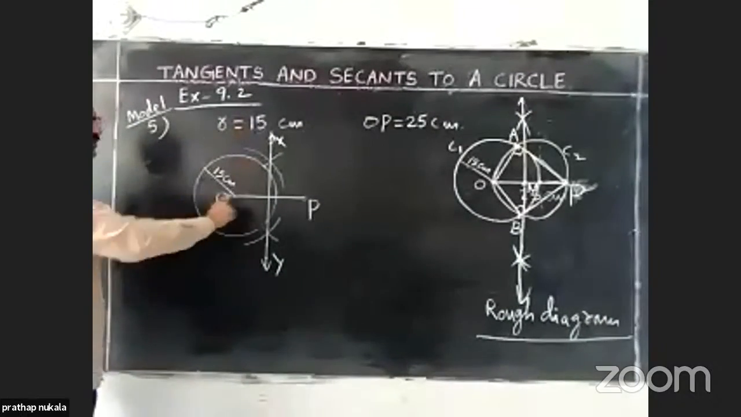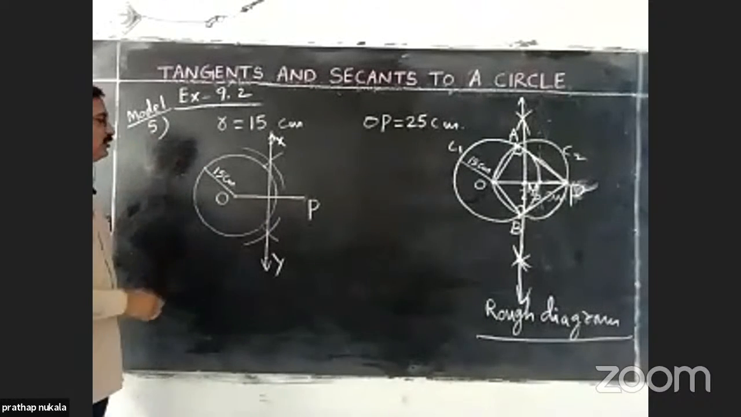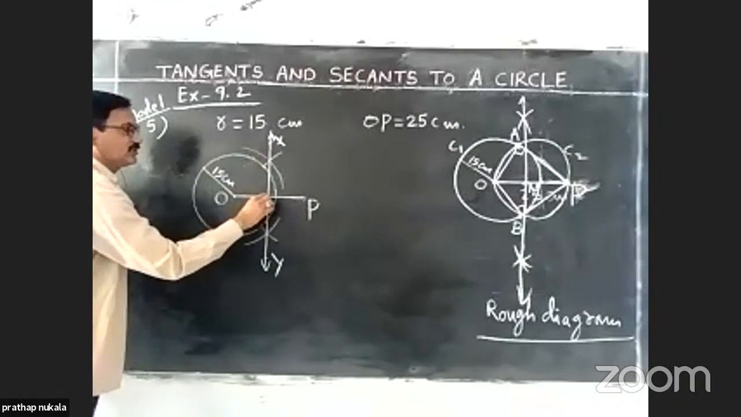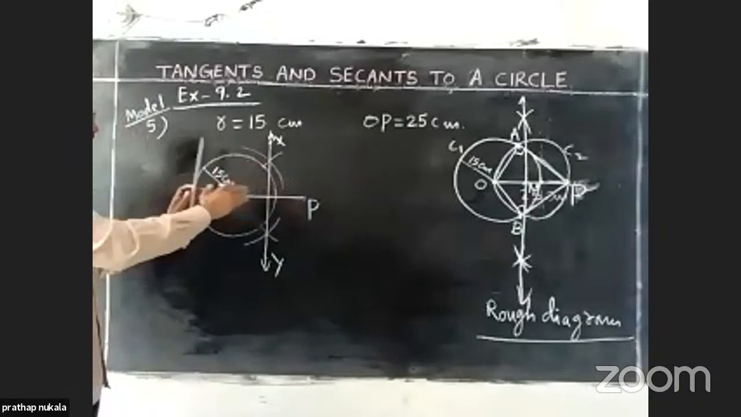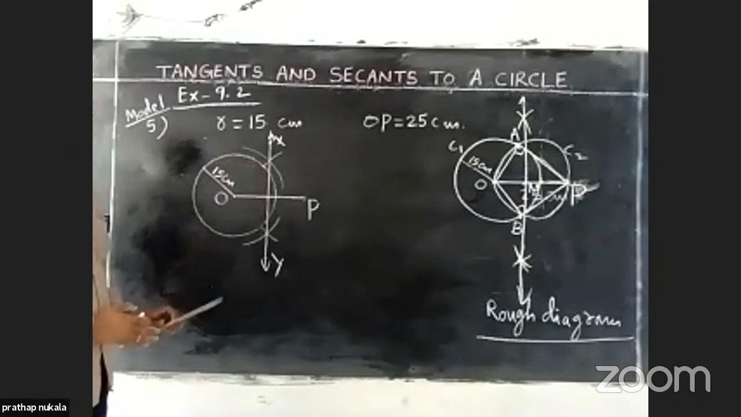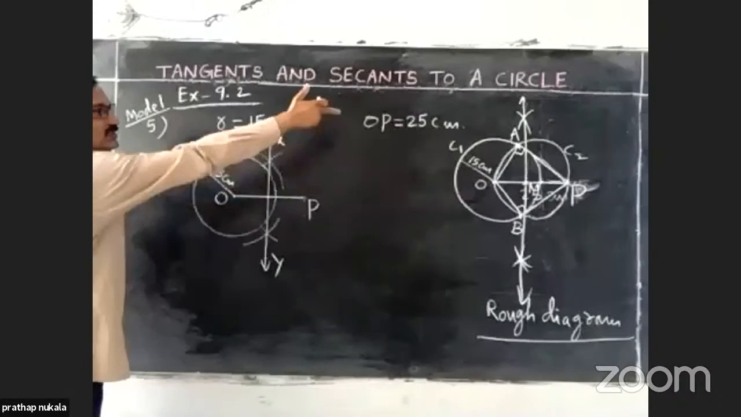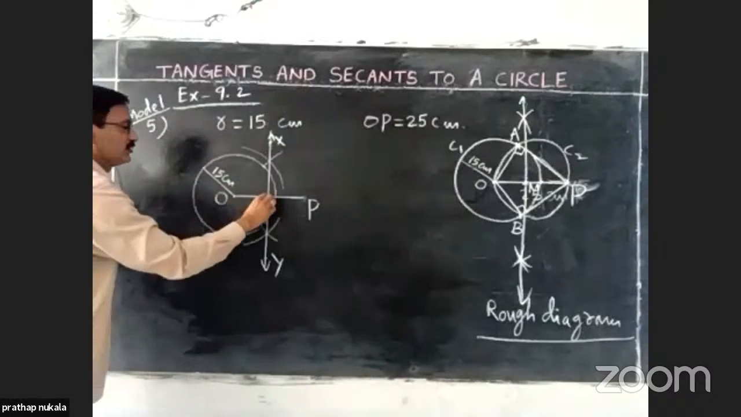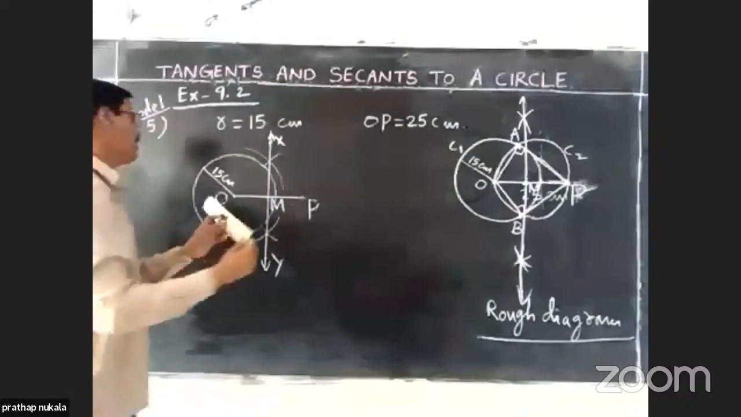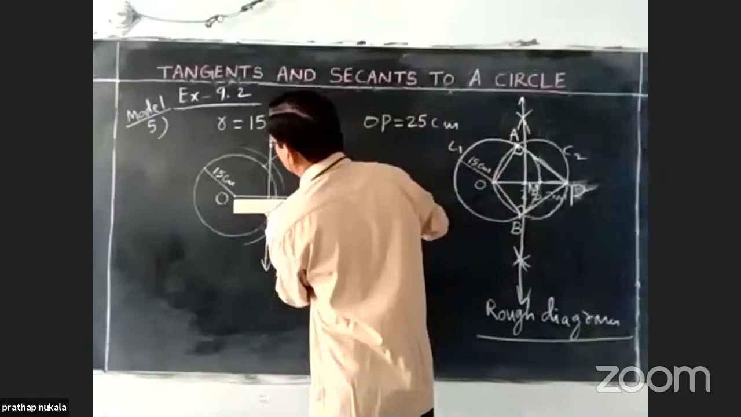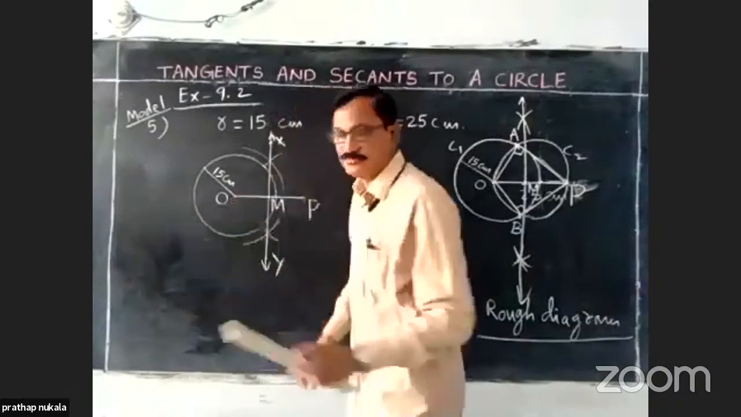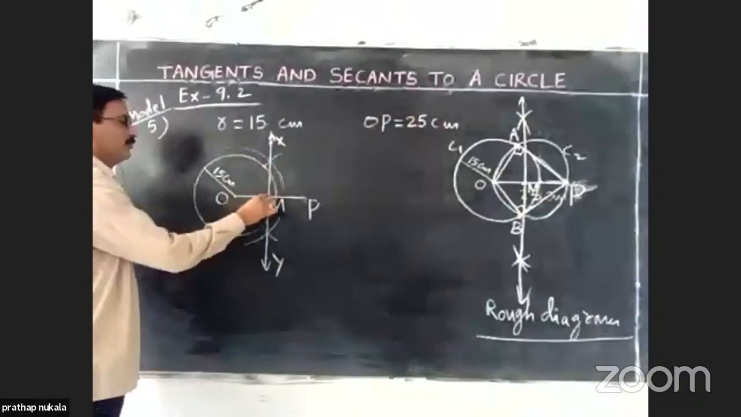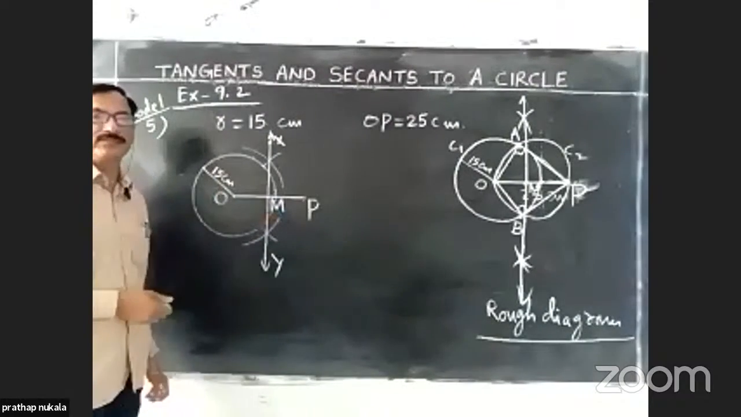We are drawing the perpendicular bisector of OP, already drawn. The intersection point of this line and OP will be the midpoint of OP. It is dividing OP into two equal parts. OP is 25 centimeters, that means 12.5 centimeters each. Name this as M. Just measure and confirm. If we measure, it will be 12.5 and 12.5. Name the midpoint as M.